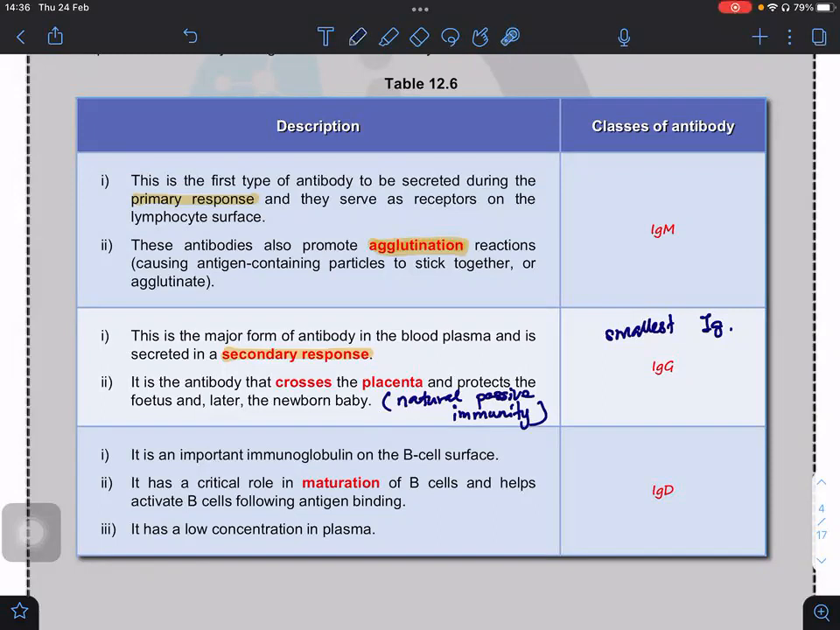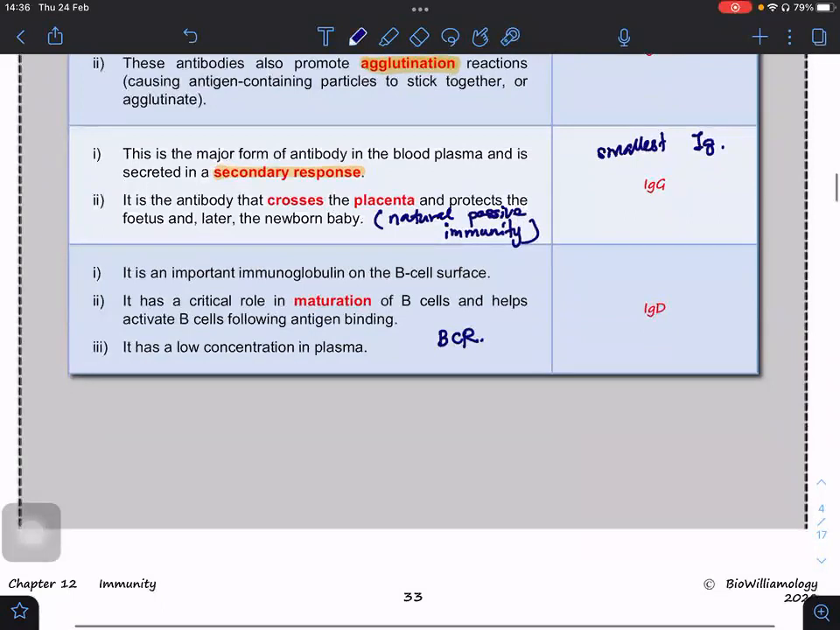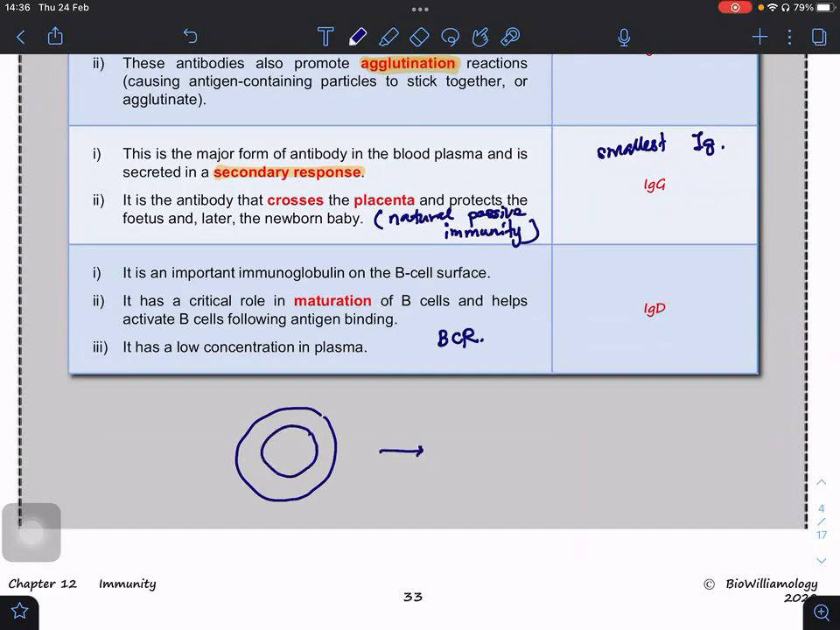What are their differences? Okay. Now, it's important to note immunoglobulins on the B cell surface. They have a critical role in maturation of B cells and help activate B cells following antigen binding. So basically, in this case, they act as what we call the B cell receptor. Still remember, during the maturation process in the bone marrow, the B cells actually develop B cell receptors. And I say that this B cell receptor is actually an antibody. So this is actually IgD.